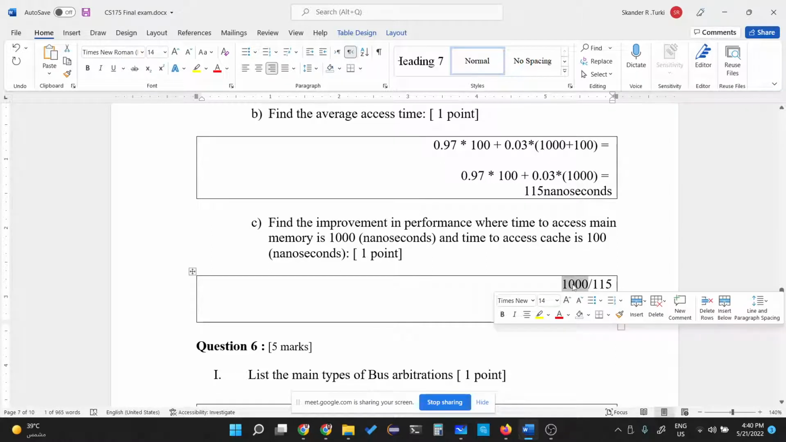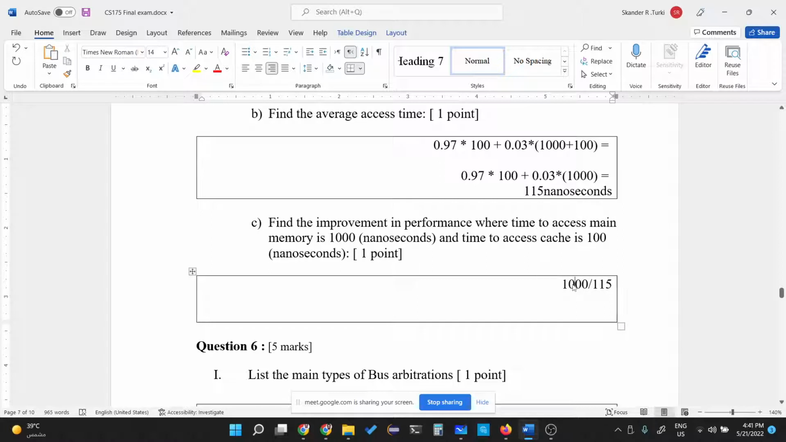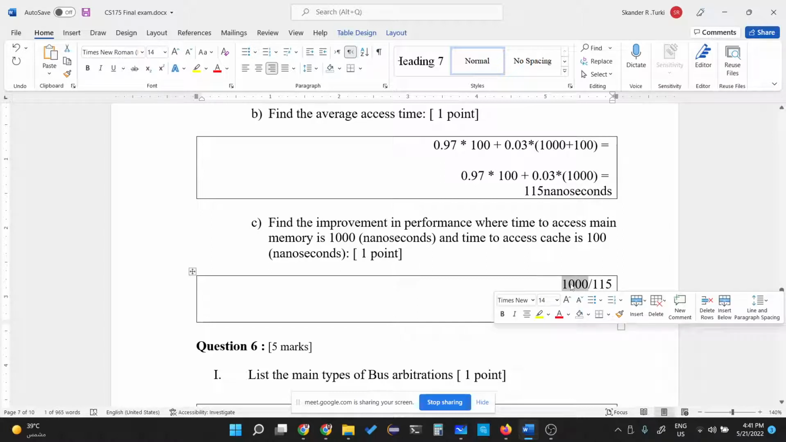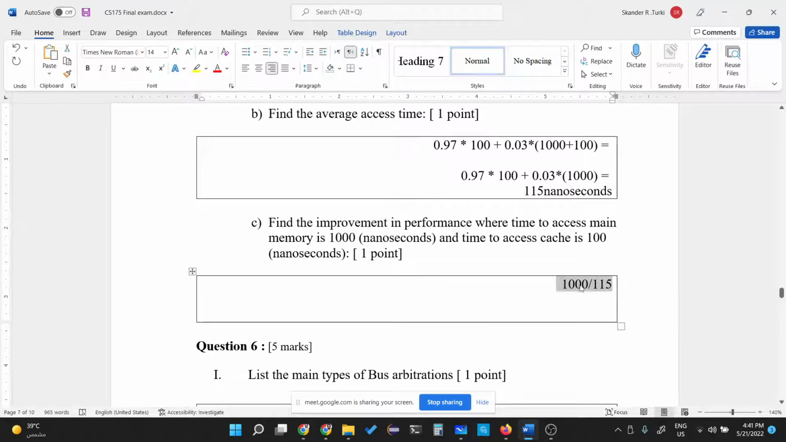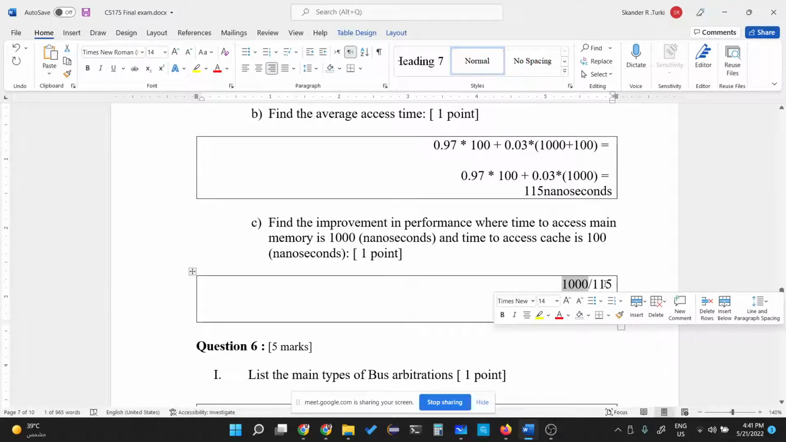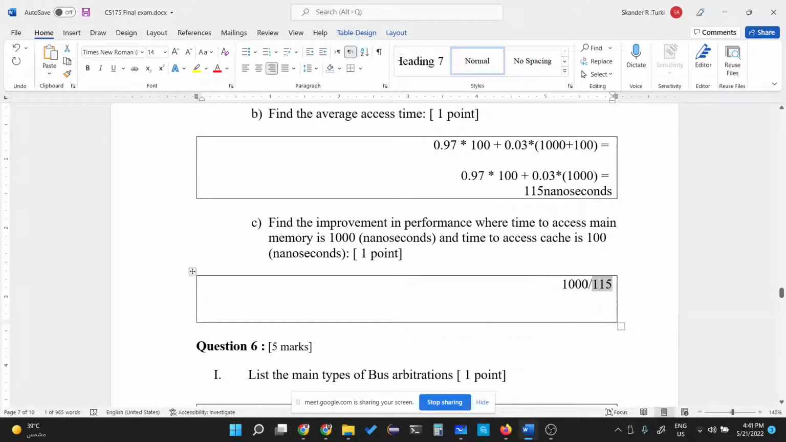Improvement means how many times we accelerated the access. So we have to divide the time without cache by the time with cache, so you will get 8 or something, maybe 9 point something.